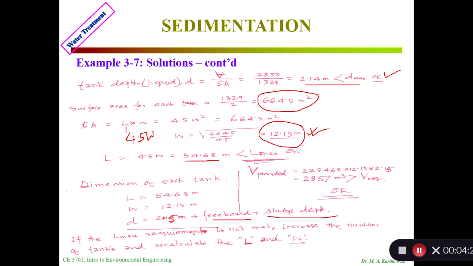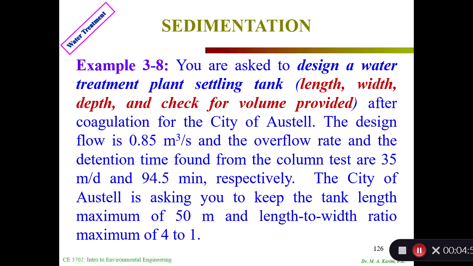If the L max requirement is not met, increase the number of tanks and recalculate the L and W. In this case, 2 tanks are already given. It says minimum 2, and we took it. If we could not get L less than L max, then we have to increase the number of tanks. Can go 3, 4, 5, and continue until you solve the problem.